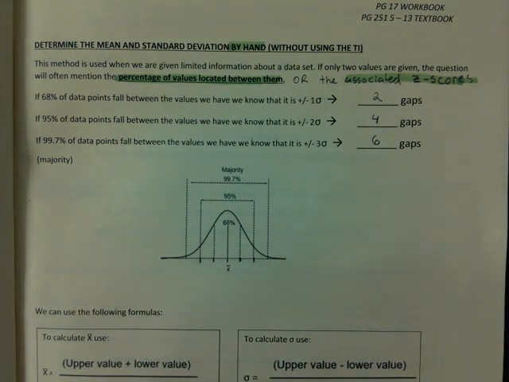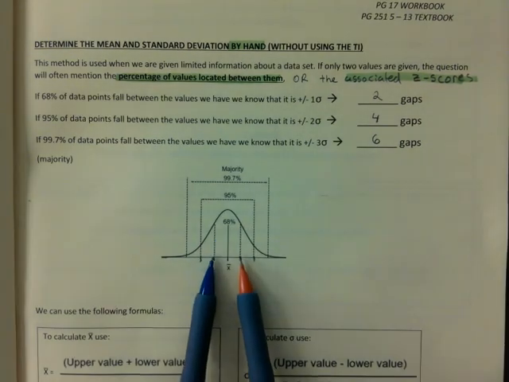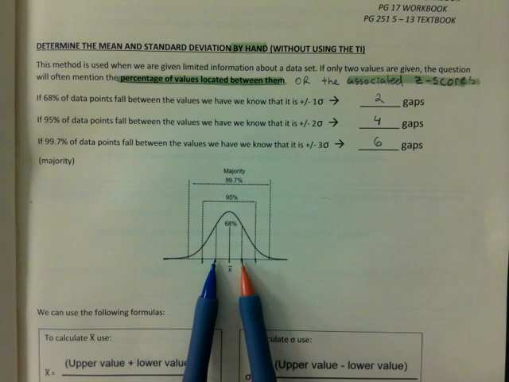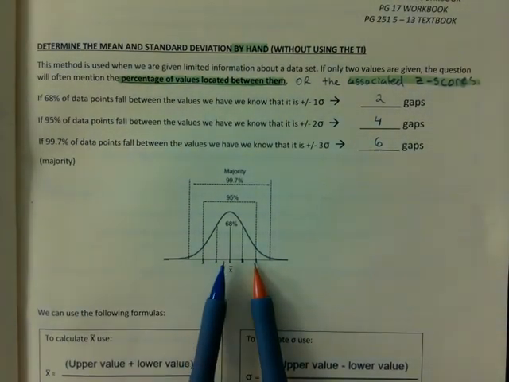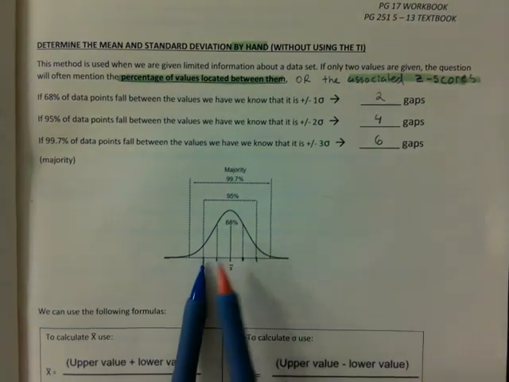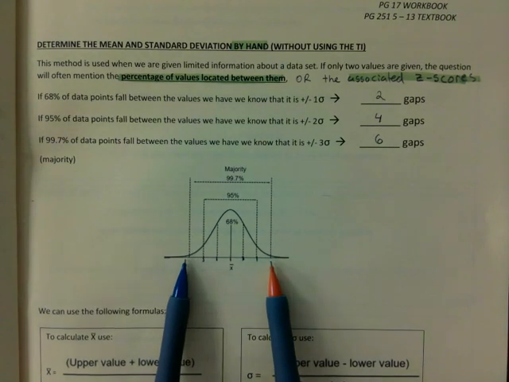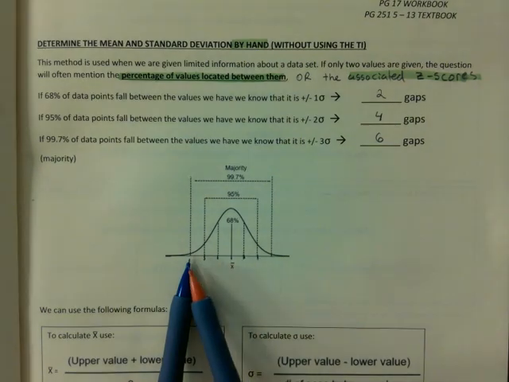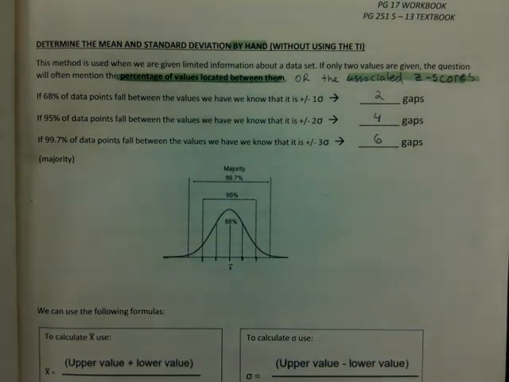Let me use my pencils here, right? If it's 68% mentioned, then we know that between these two values there's 1, 2 gaps. If it's 95, between these two values, we have 1, 2, 3, 4 to get from one to the other. There are 4 gaps. And last but not least, if it's 99.7, between these two values, there are 6 gaps to go from one side to the other. 6 standard deviations, so to speak.